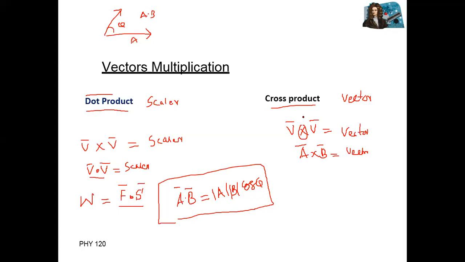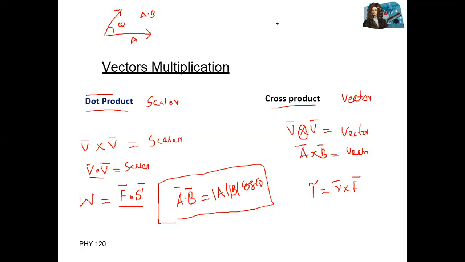Cross product. An example of cross product is torque. Torque is equal to R cross F, where R and F are two vectors. Torque is an example of cross product. What is torque? Torque is the turning effect of a force. When you apply force on a body and it starts circular motion, that is called torque.